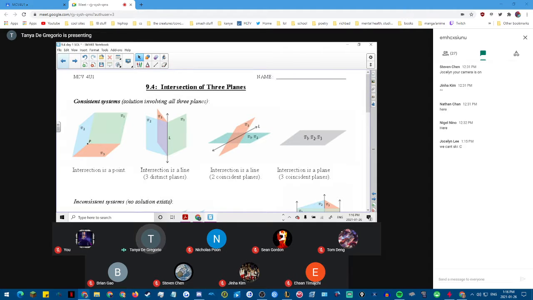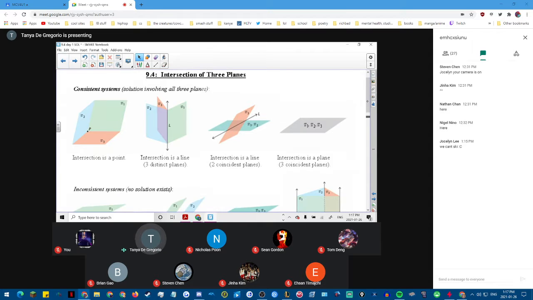They could intersect in a line, just like 2 distinct planes could. They could intersect in a line, but now you have 2 of the planes being coincident. So basically, this is exactly like what we just did in the last lesson, because it's as if you only have 2 planes, because 2 of the planes are coincident. And then you could have all 3 planes being coincident, an infinite number of solutions. Again, that's exactly the same as what we just did in the last lesson.